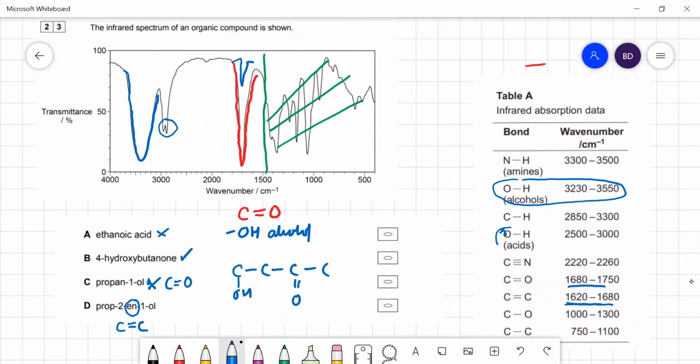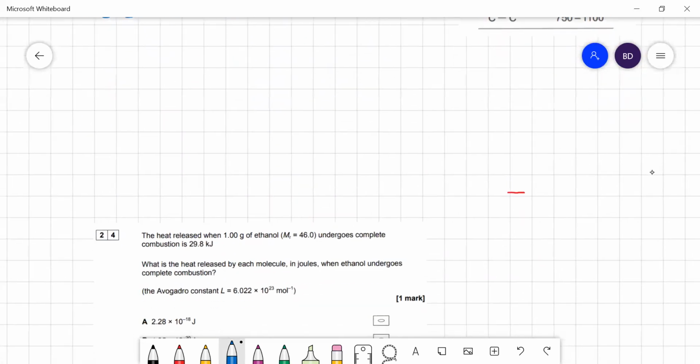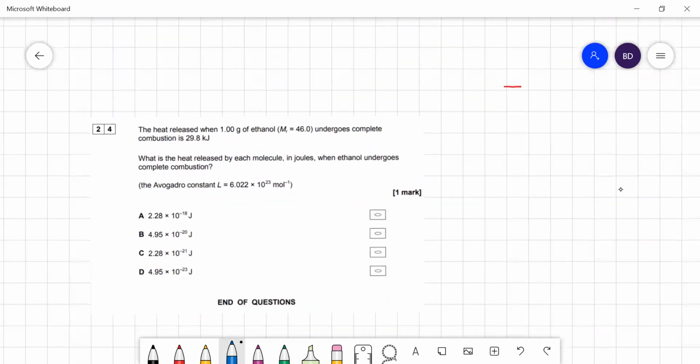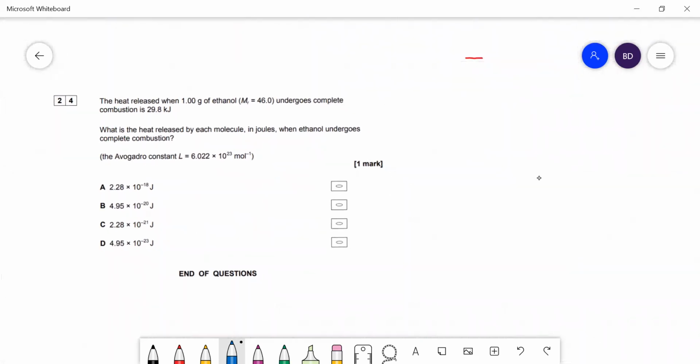Right, that I think is the last question on the paper. Oh no, it's not. We've got one more. Right, okay, number 24. The heat released when 1 gram of ethanol undergoes complete combustion. What is the heat released by each molecule in joules when ethanol undergoes complete combustion? Okay, so we've got to use the Avogadro constant here.